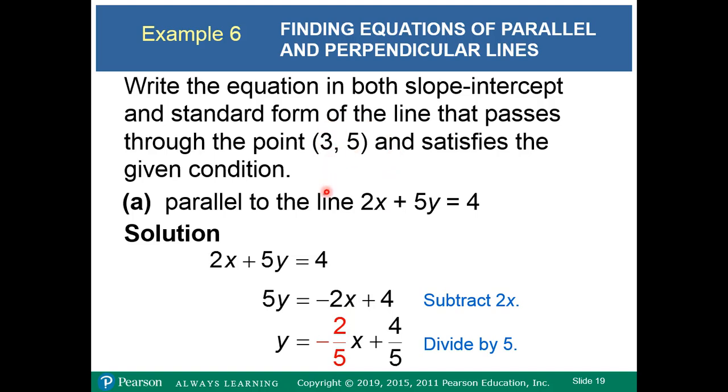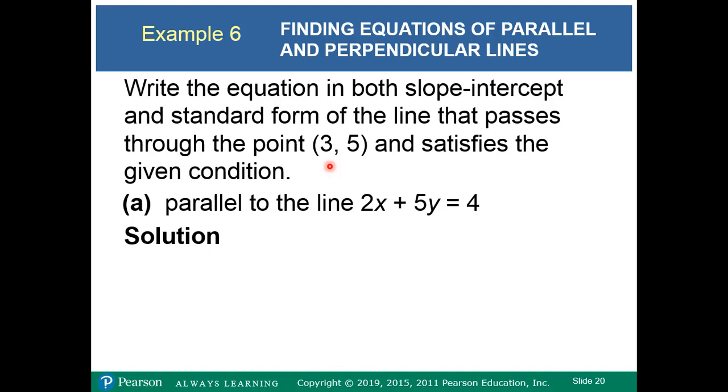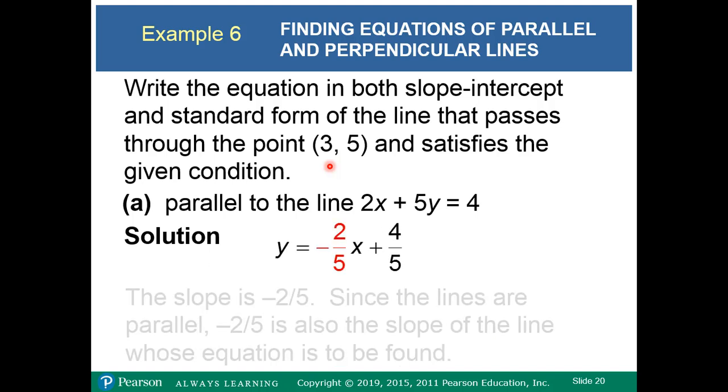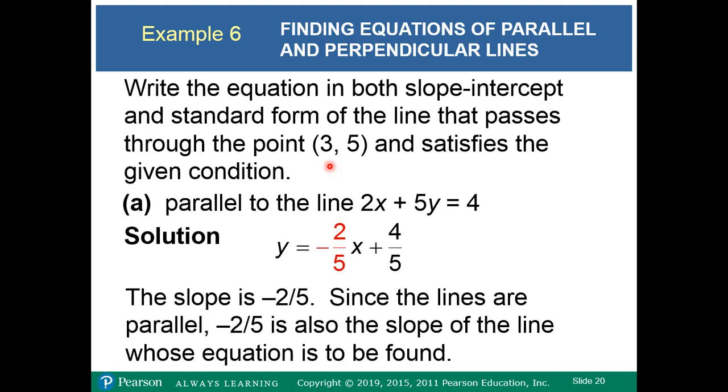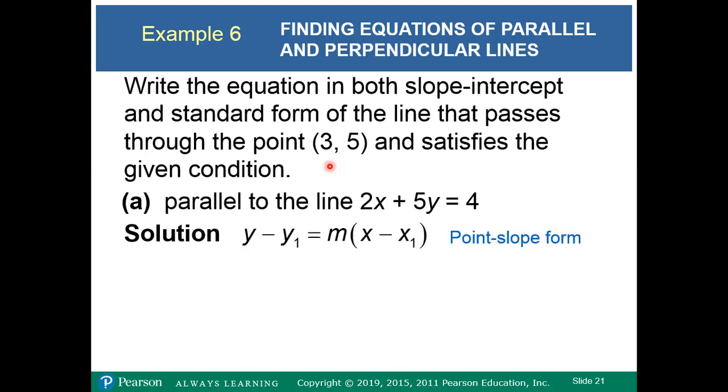Okay, so now all we have to do is find what? The y-intercept of that line. So now we're just going to use the slope-intercept form to find the y-intercept of the line we're interested in. Or we could use point-slope form. Either way it works. They chose to do point-slope form. I would have chosen to use the slope-intercept form and just solve for the y-intercept, but that's okay.